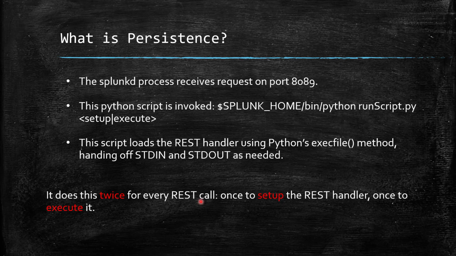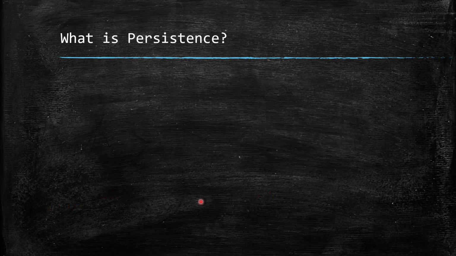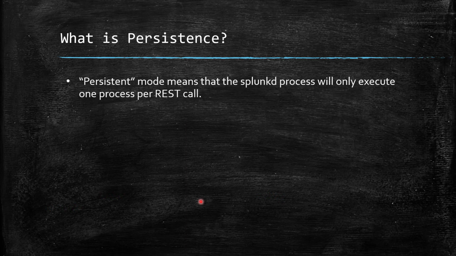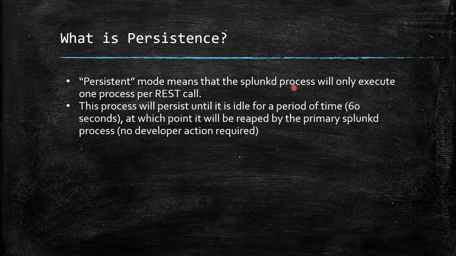Now this is somewhat process intensive. To overcome this, Splunk introduced persistent mode as well. In persistent mode, the Splunk process will create or execute only a single process per REST call. The process will persist until it is idle for a period of 60 seconds. This is important: currently this 60 seconds is not configurable.